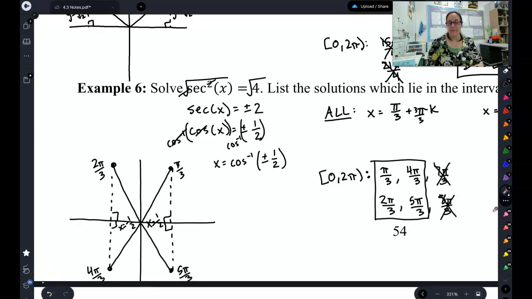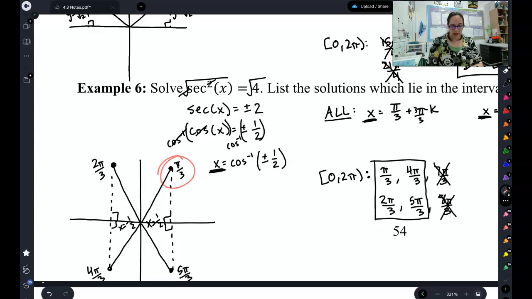Let's check your work. Like I said, there are 4 triangles this time. These two have an x value of positive 1/2. These two have an x value of negative 1/2. So I have pi thirds, 2 pi thirds, 4 pi thirds, 5 pi thirds. So if I want to list all, notice this time I just have x, so I don't need to do anything extra here. I just have x equals.